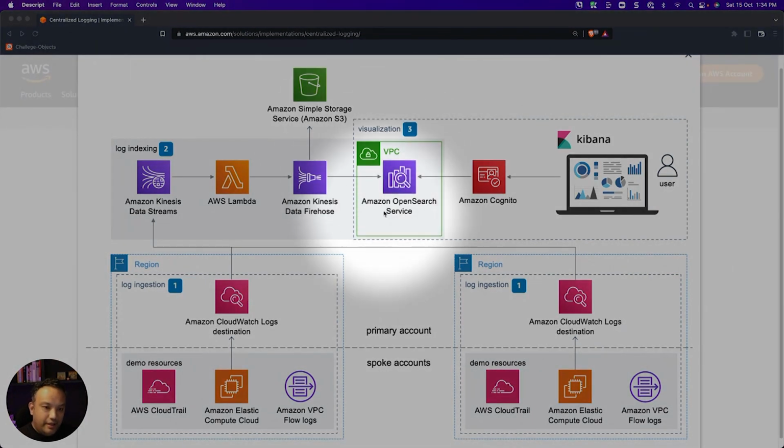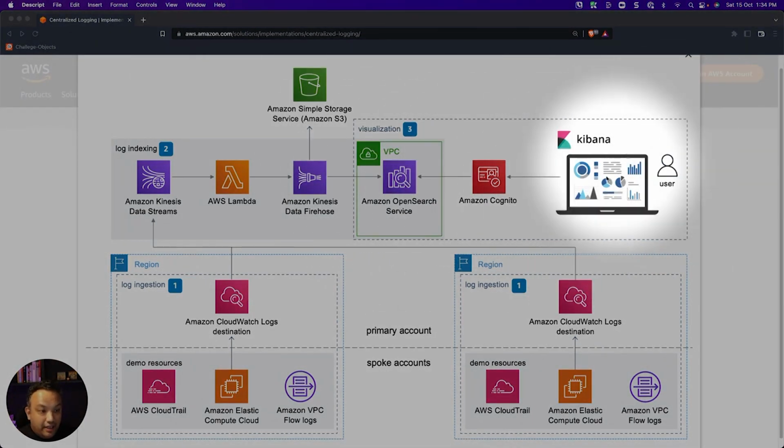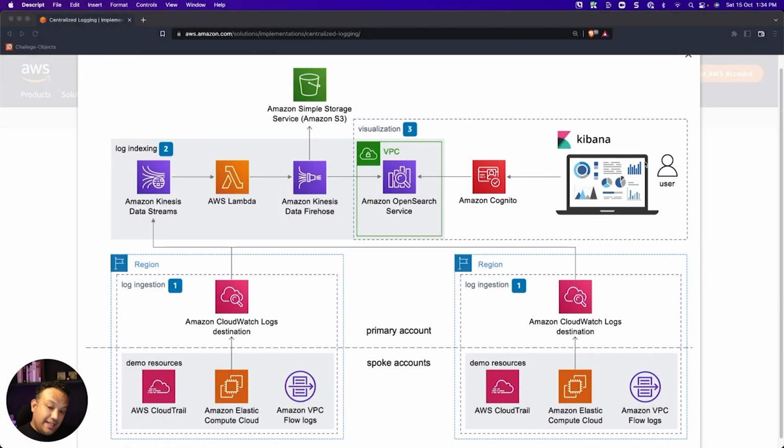But in this case, what they've done is they've used OpenSearch, and they're visualizing using the Elasticsearch product or OpenSearch product, which is Kibana, which is also a very powerful visualization tool. So this is an example of centralized logging because you have different accounts and they're all pushing to a single source, which is your OpenSearch service. They're doing transformation using Kinesis data streams and Firehose. And then they're using OpenSearch and Kibana to visualize the logs. So these are some things that you can do within AWS.